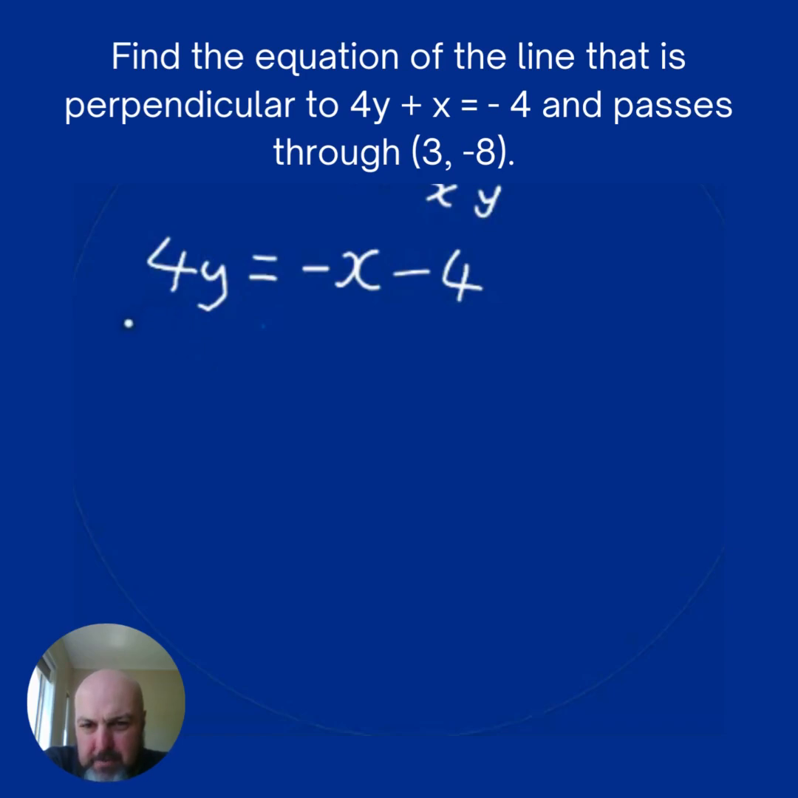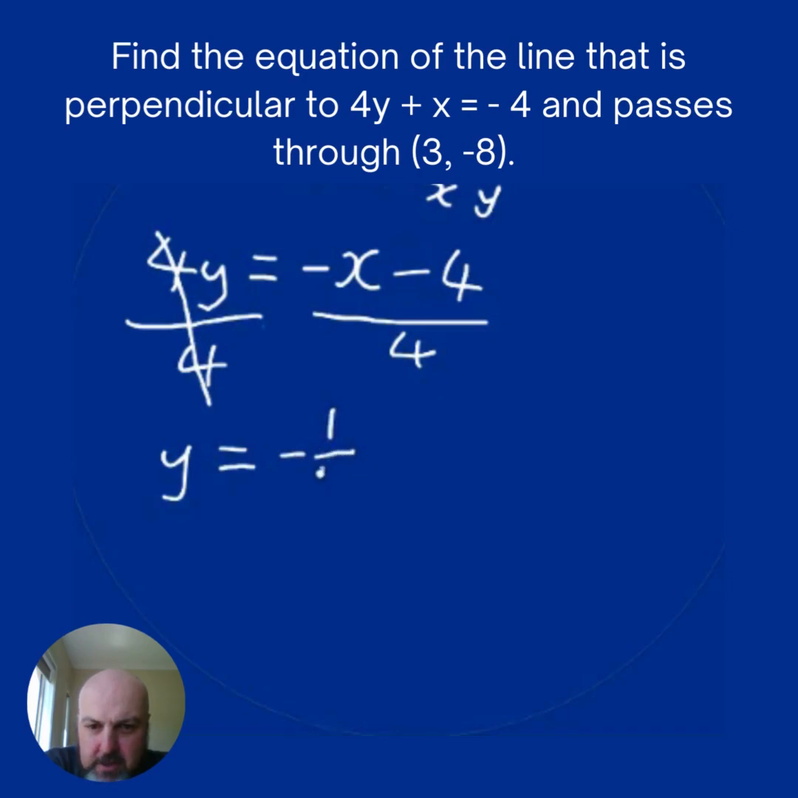So one more step to get y equals, I need to divide both sides by 4. So I'm going to end up with these 4's cancelling out. y equals negative x over 4, which is the same as negative 1/4 of x, and then that'll become minus 1.